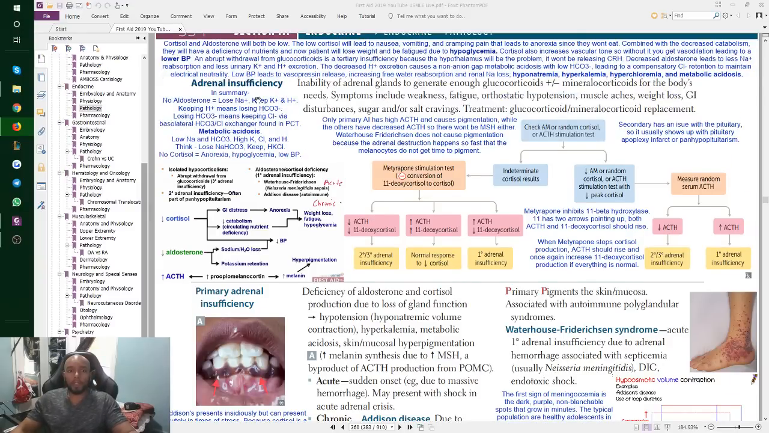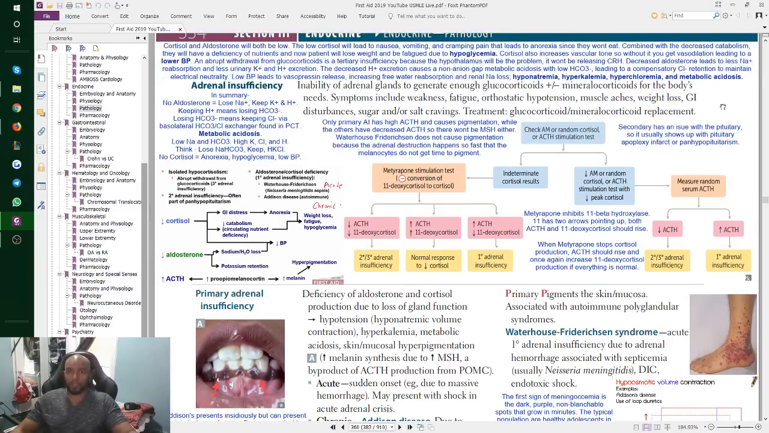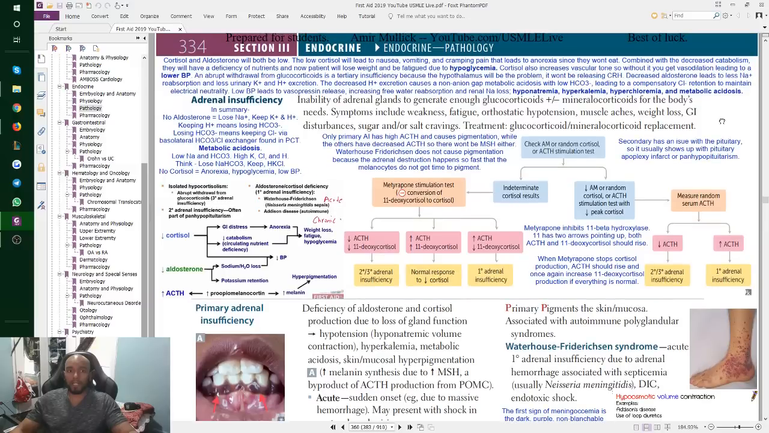Alright, so now we're looking at adrenal insufficiency. Adrenal insufficiency is another big topic, very close to what we saw just now, but pretty much the opposite of that, right? Before, we saw the adrenal gland had hyperplasia, there's too much ACTH, you're making too much of everything. Now in adrenal insufficiency, you're not making enough of anything, right? So adrenal insufficiency is the inability of the adrenal glands to generate enough cortisol, glucocorticoids, or mineralocorticoids, which is the aldosterone, for the body's needs.